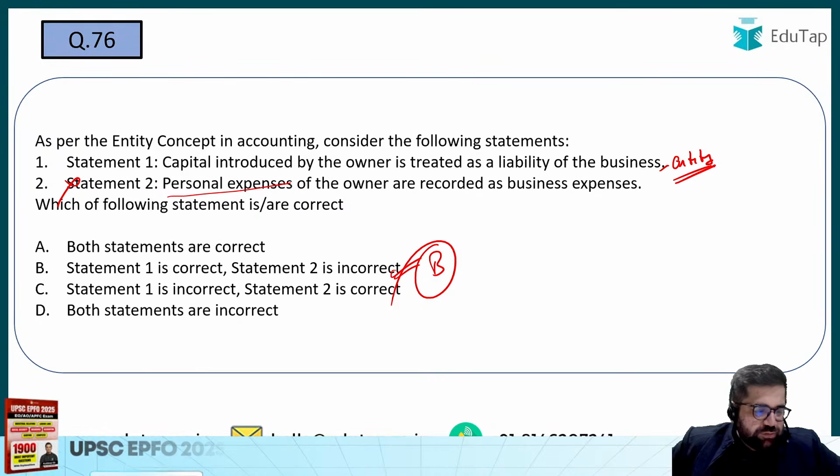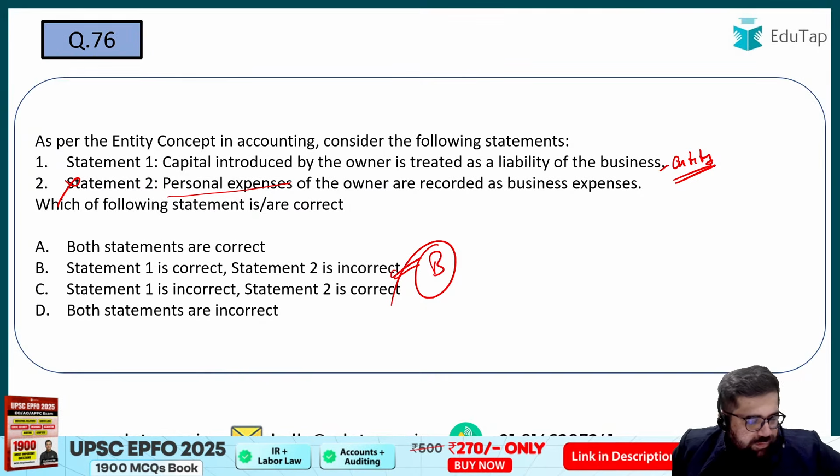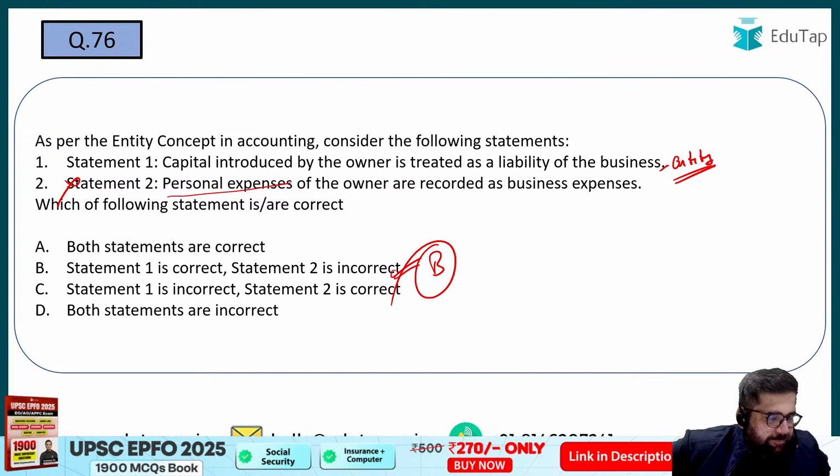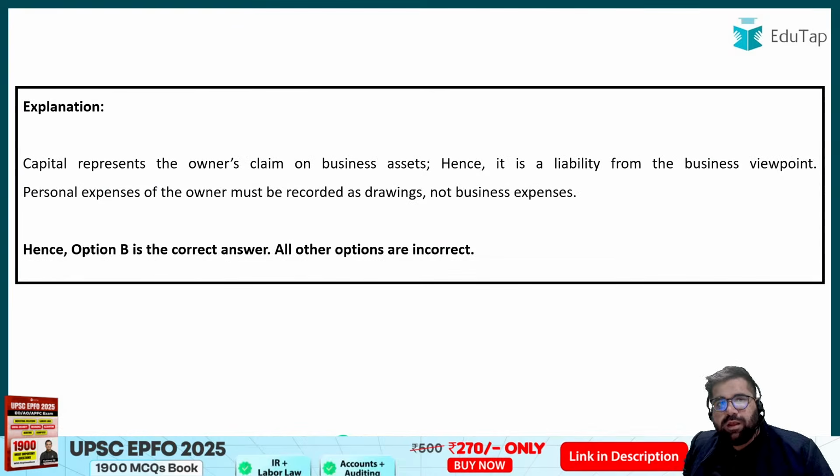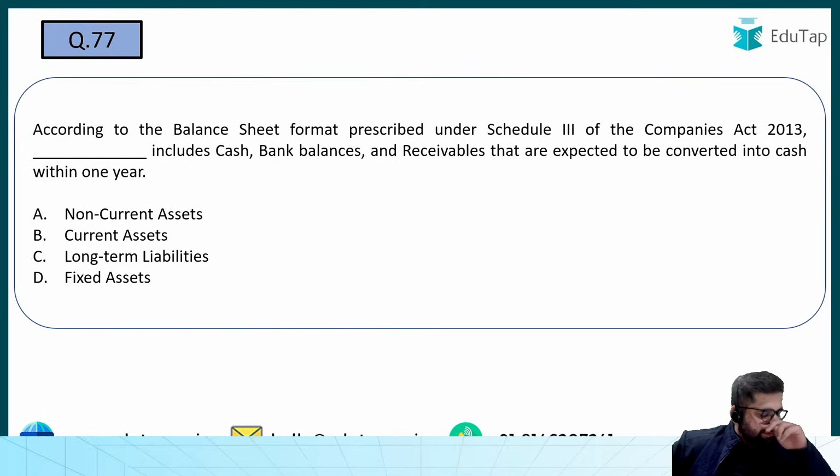Right? 76 questions, my friend. I can see answers as B, B, B. Good. Now let's move forward to question number 77.